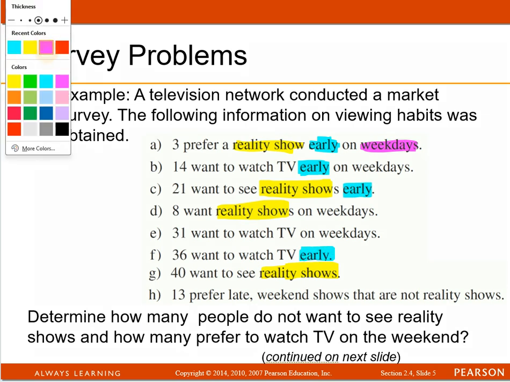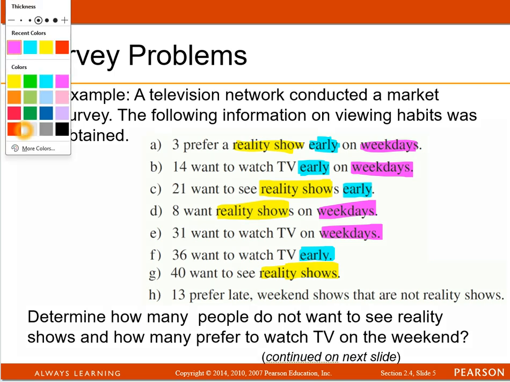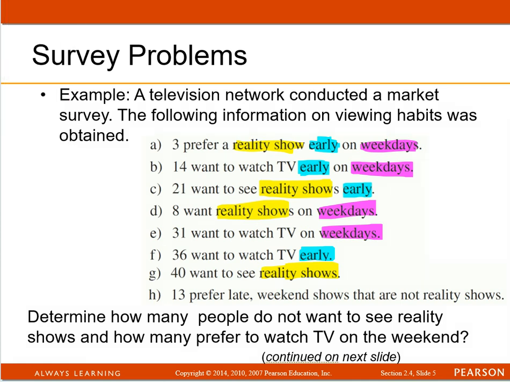And weekdays, weekdays, weekdays. And then on the last one, it says that there are 13 people who prefer late weekend shows that are not reality shows.